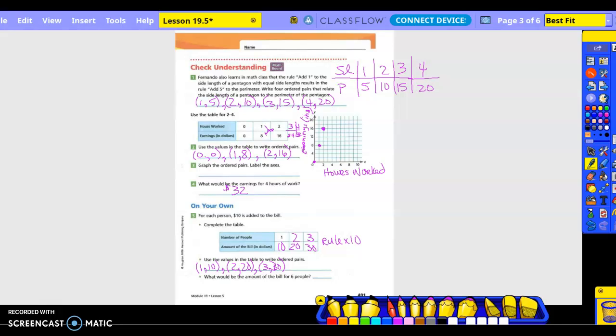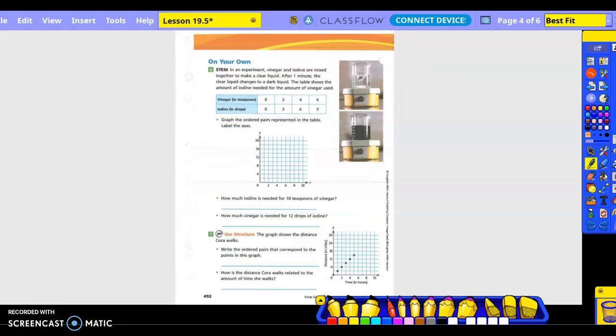What would be the amount of the bill for 6 people? So basically, we said our rule was times 10. So 6 times, so I'm going to show some work. 6 times 10 is 60. So $60. Okay, we're going to start here on page 492. If we run out of time on our recording, the whole page does need to be finished. On your own, number 6, STEM.